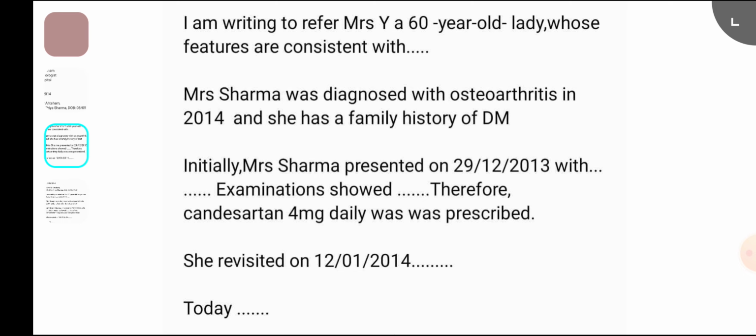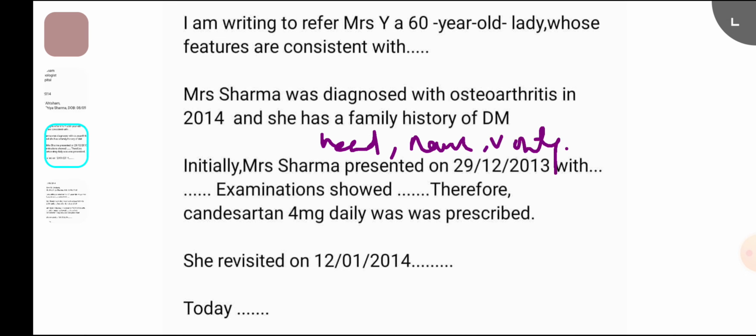Mrs. Sharma presented with, or Mrs. X presented with headache, nausea, vomiting, diarrhea, and this thing. No, that's not something that looks good. So how can you write that? I'm going to tell you how, when you use a connector, things become fine and look fine. I could write like this: Mrs. X presented with headache, nausea, and vomiting.